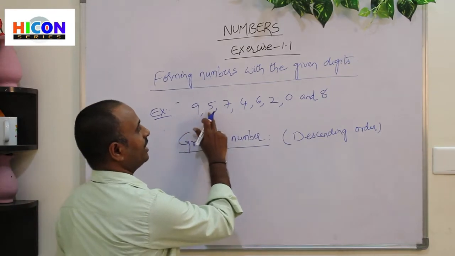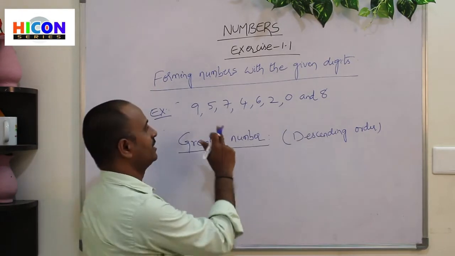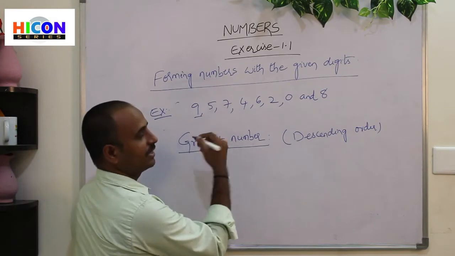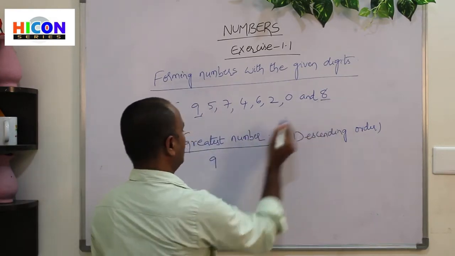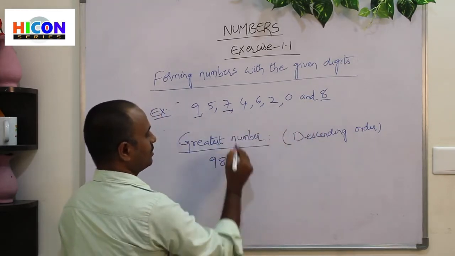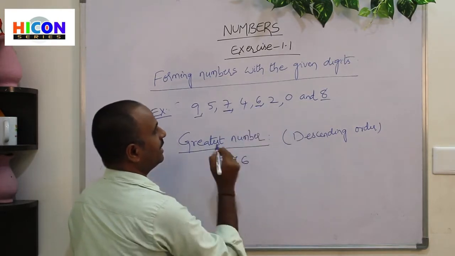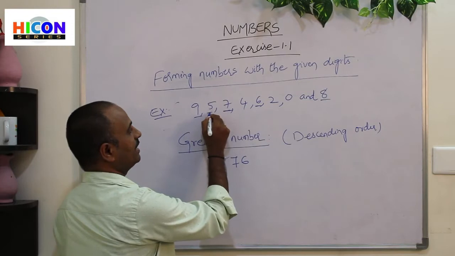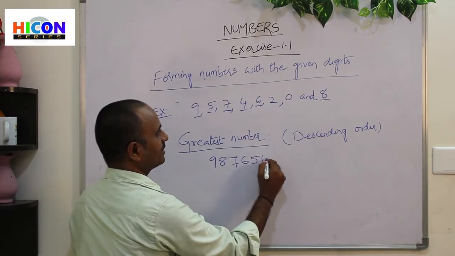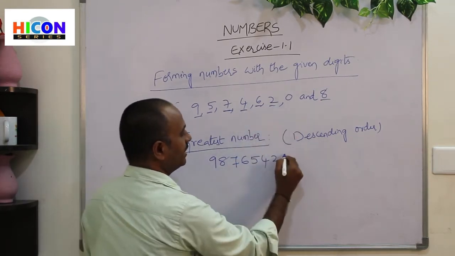So among 9, 5, 7, 4, 6, 2, 0 and 8, which one is the greatest digit? Here 9 is the greatest digit. After 9, which one is the greatest? 8 is the greatest, so write 8. After 8, 7 is the greatest. After 7, 6 is the greatest. After 6, 5. So write 5. After 5, 4 is the greatest. After 4, 2 is the greatest. And after 2, the remaining digit is 0.